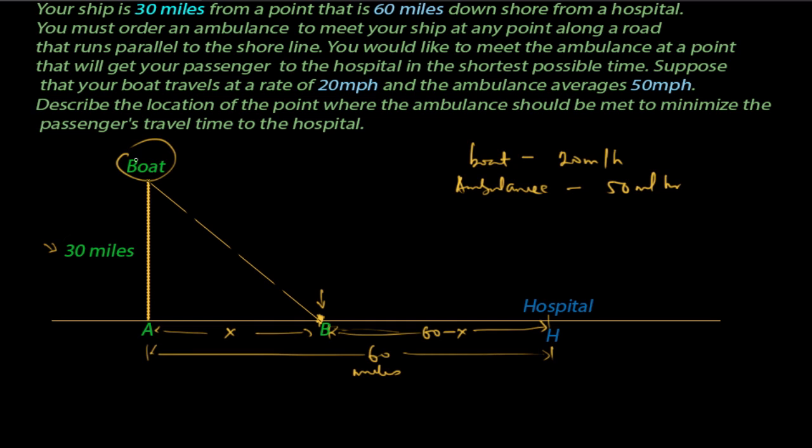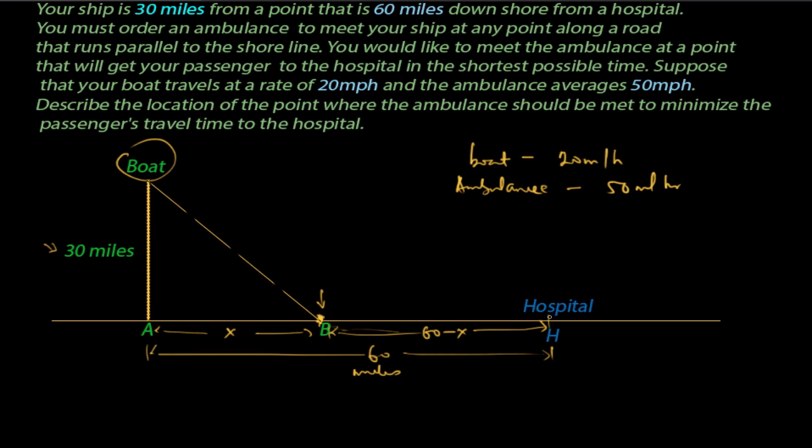You have a boat, this is your ship here, and then your destination is to go to the hospital here. To make the whole thing work faster, you told the driver at the hospital to meet at a particular point, and then to make it faster for you, you can't go through this path here. You have to go through a straight path, so that the driver of the boat and the driver of the hospital would meet at a particular point, and then at this point here, the driver is going to ship the passenger who has been injured to the hospital in the shortest period of time. So we are told to describe the location of the point where the ambulance should be met to minimize the passenger's travel time to the hospital.